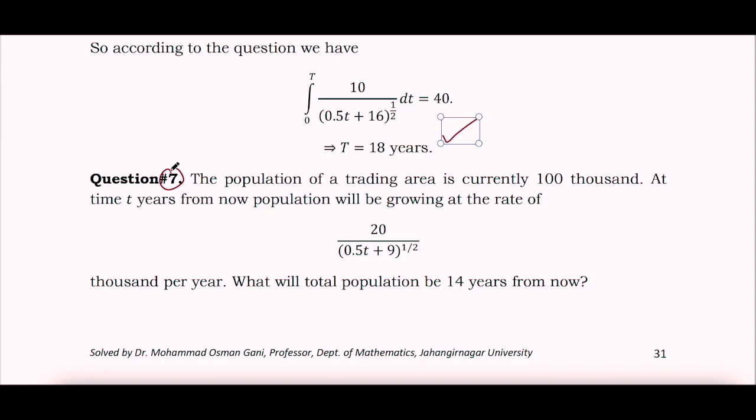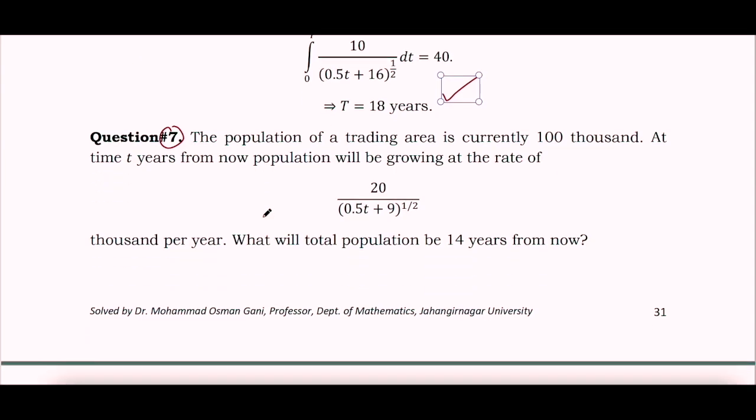Let us solve this problem quickly because the procedure is almost the same. The population of a trading area is currently 100,000. At time t years from now, the population will be growing at the rate of this function. This is the rate function, and this function will help us calculate the increased population. This is the growth rate, in thousands per year. What will the total population be 14 years from now?